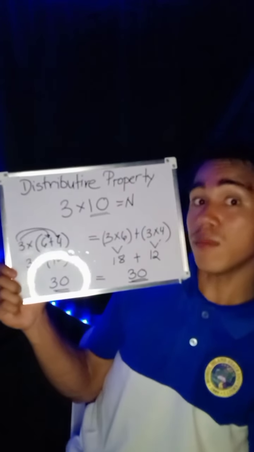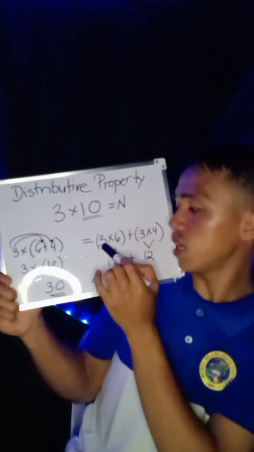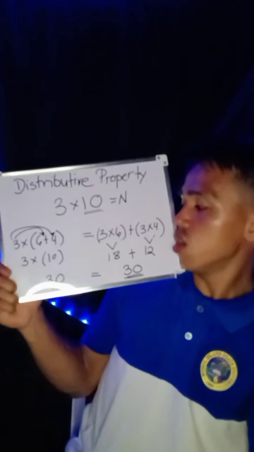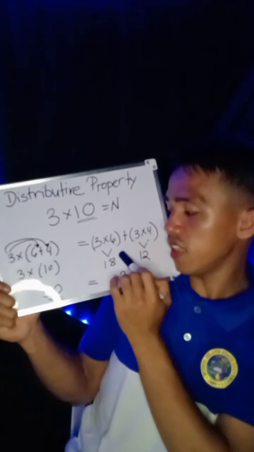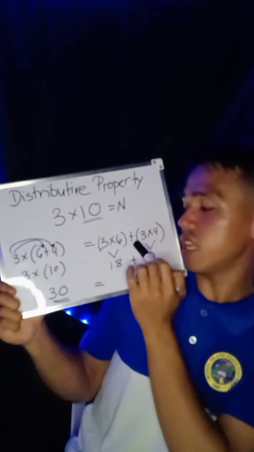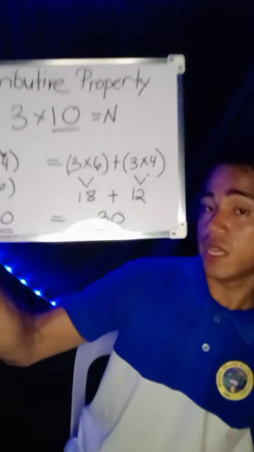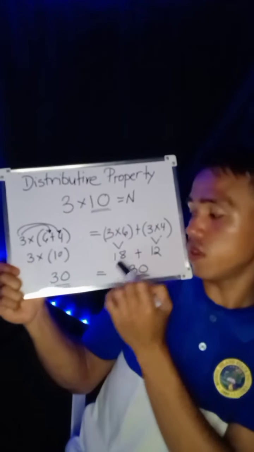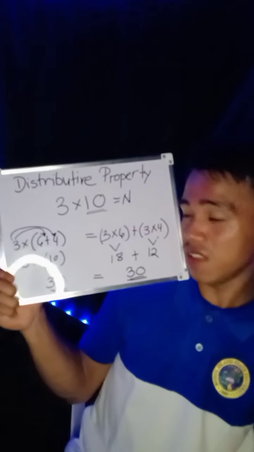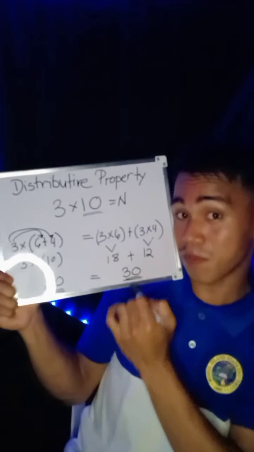So the sum of two addends. So we have here 3 times 6 equals 18, and 3 times 4 equals 12. So you need to add 18 plus 12 equals 30. So still the same. They are the same.